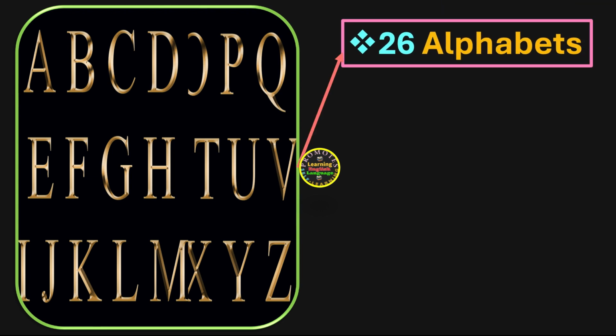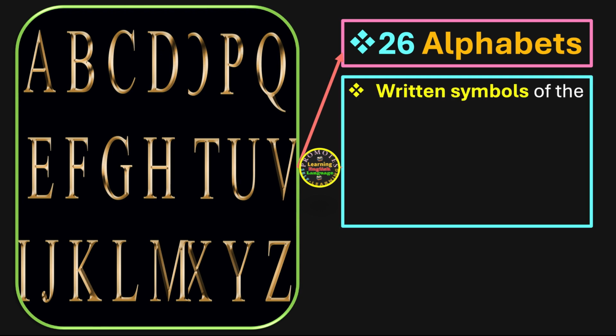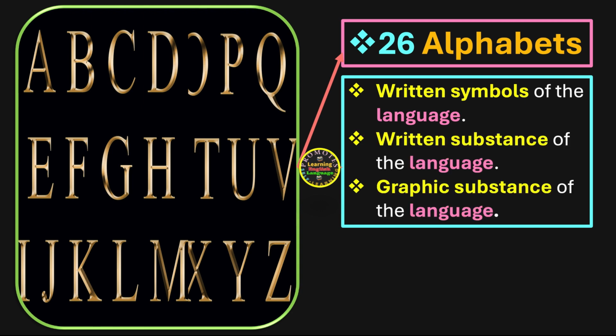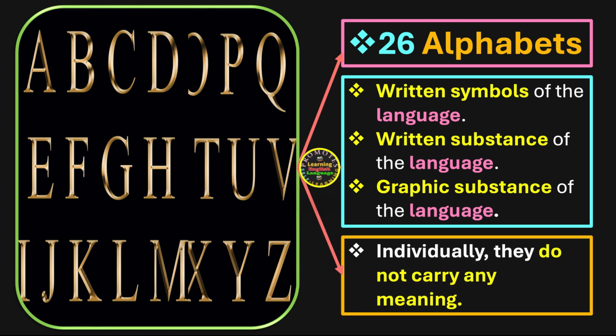Look at these letters. What are they? They are just the 26 alphabets of the English language, A, B up to Z. Do they mean anything? Do they convey any meaning? They are just written symbols of the language. They are also the written substance of the language, also known as the graphic substance of the language. Nothing more. If you look at them carefully and closely, you find that individually they do not carry any meaning.